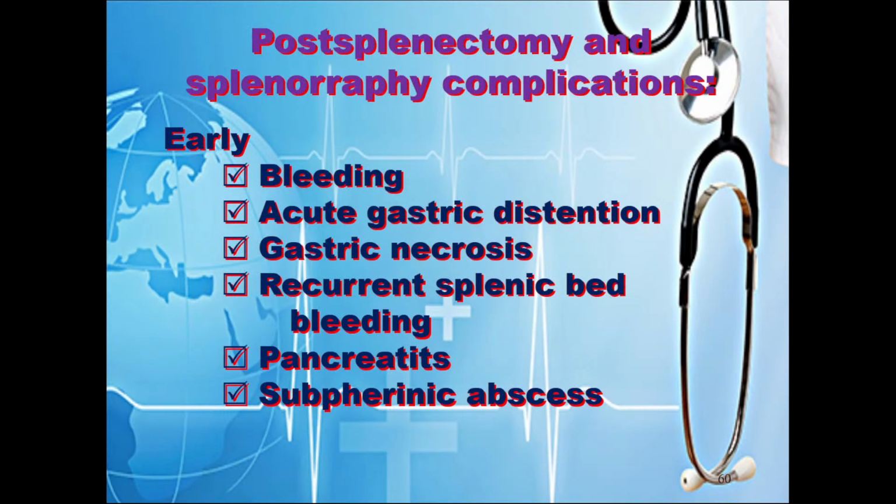Okay, post-splenectomy and splenography complications. They can be early, they can be delayed. The early are the bleeding, acute gastric distension, gastric necrosis, recurrent splenic bed bleeding, pancreatitis, subphrenic abscess. So, the bleeding we discussed. We need to make reliable sutures to prevent the bleeding. Acute gastric distension is due to devascularization of the greater curvature.